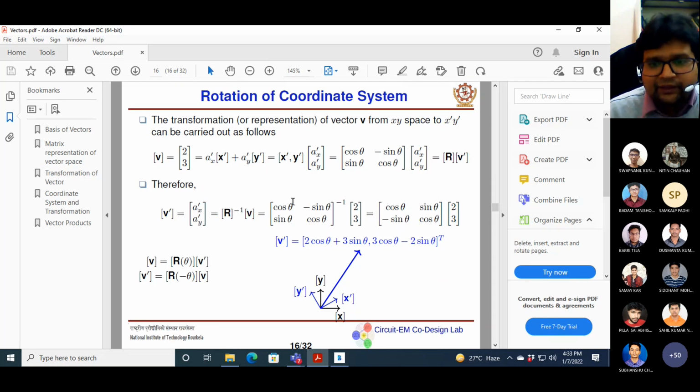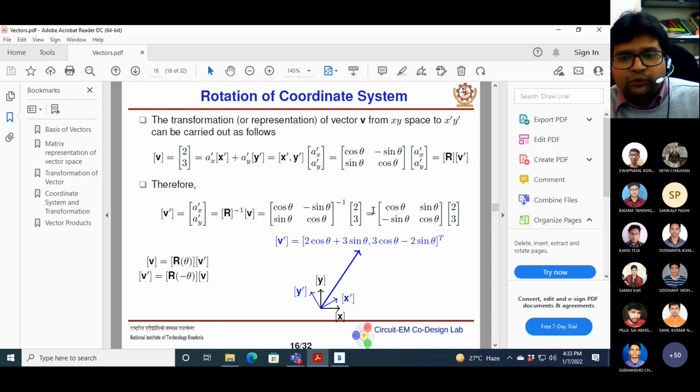Now you can see that the rotation matrix has a very beautiful property. So what is the property? Can you observe that? What is the property? The inverse is the transpose. The inverse of a rotation matrix is basically its transpose. It is the transpose, right? Yes, sir. Okay, so it is a very beautiful property.